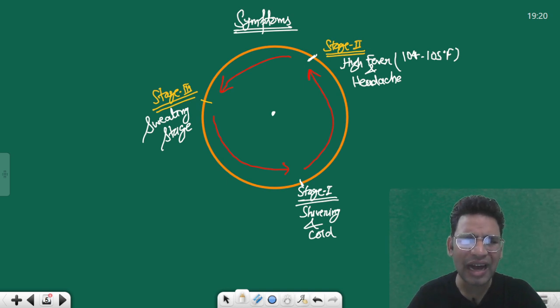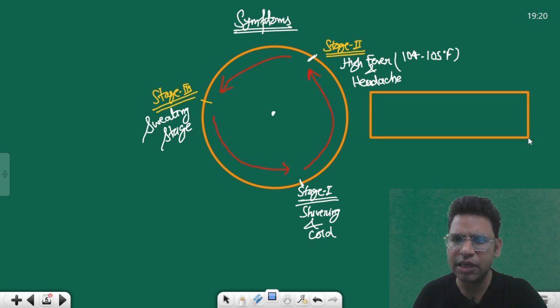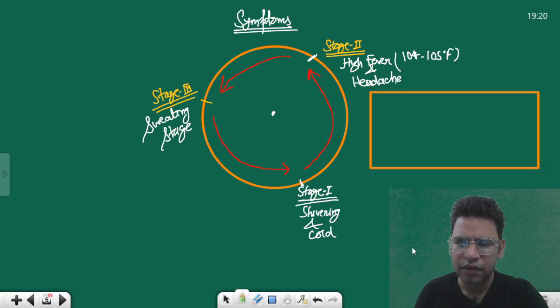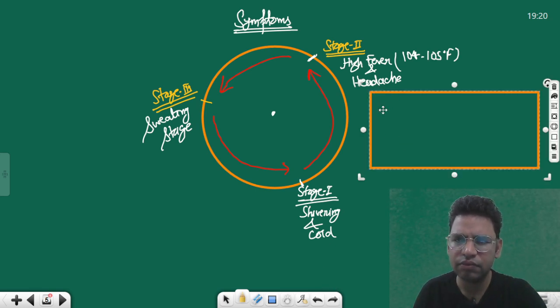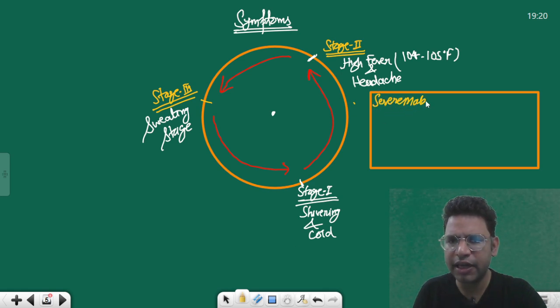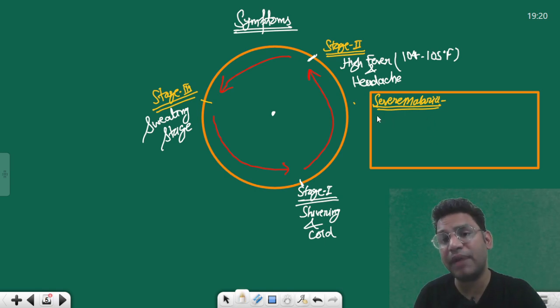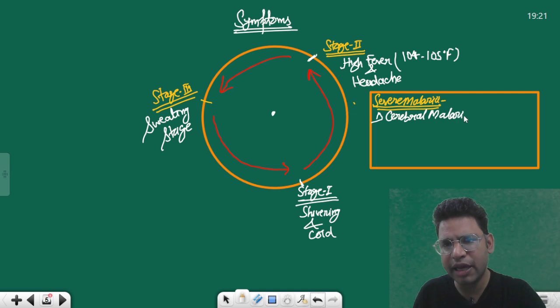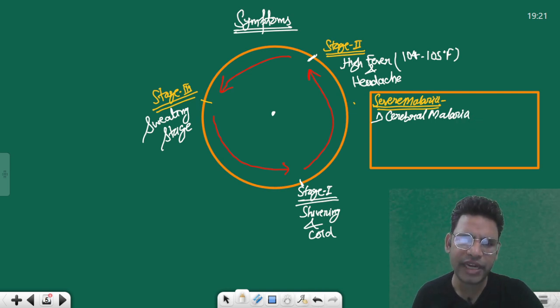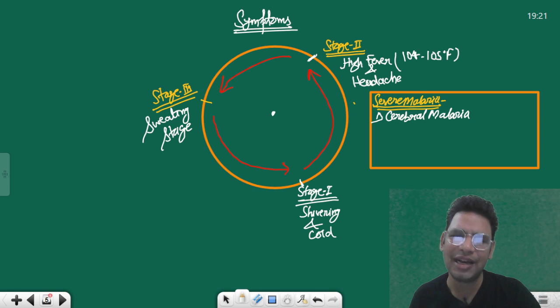In case of severe malaria, let me tell you, I am writing here, for severe cases, severe malaria. One case of severe malaria is Plasmodium falciparum, which is deadly. It causes cerebral malaria, these words you should know, cerebral meaning brain, right? So the malaria parasite goes to the brain. It will cause confusion, seizure, coma, and so on.